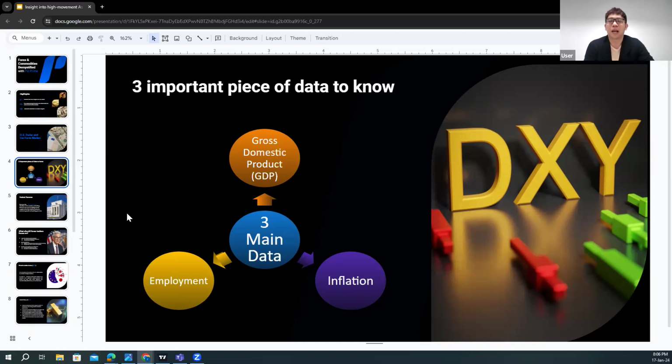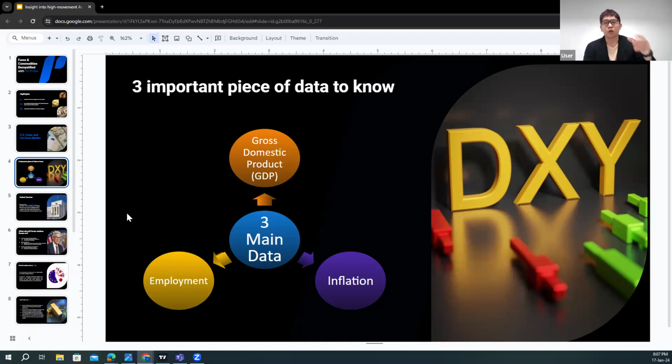The next thing is the employment. So obviously when the market is doing well, when businesses are doing well, they want to expand, definitely they will need more manpower, they will hire more people. Or if the GDP is going up, it means more people are consuming, they are spending money. So in a way, employment should be good.